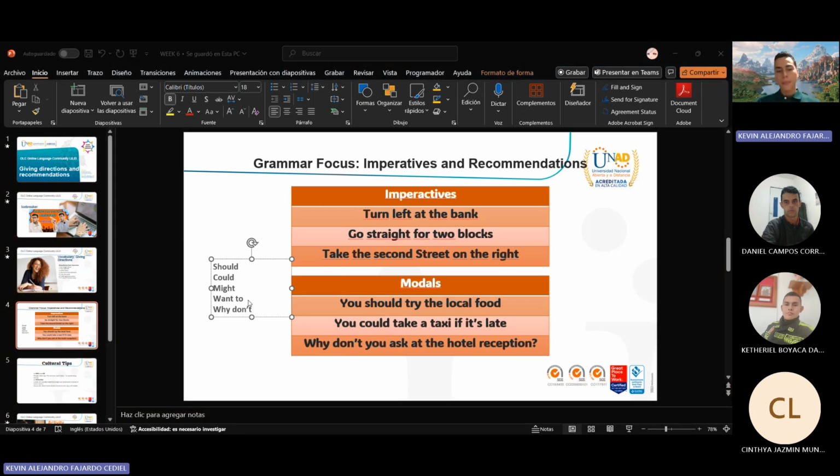Okay, so these modals are used in many situations to sound more polite. They are more indirect and polite than the imperatives. The modals for recommendations are used to suggest an action or to offer help politely, but it's not like a command. We use modals to give recommendations. They show the possibility of the advice or politeness.